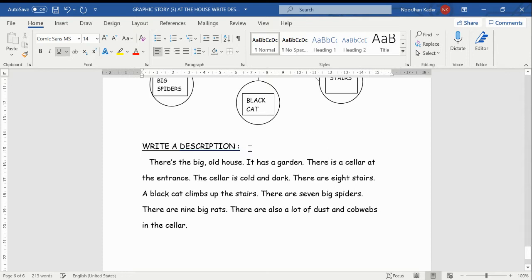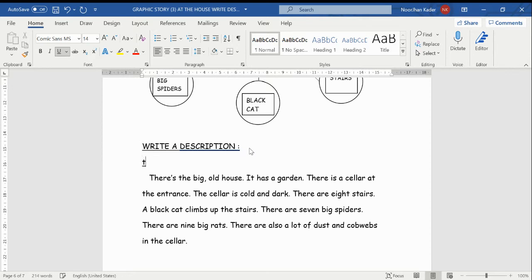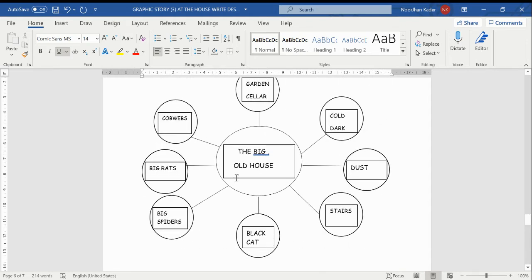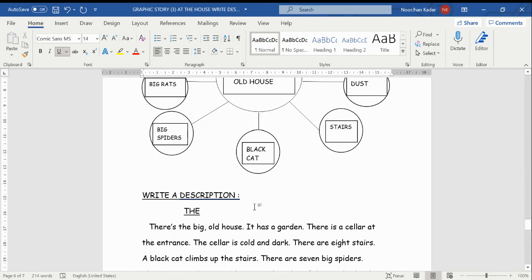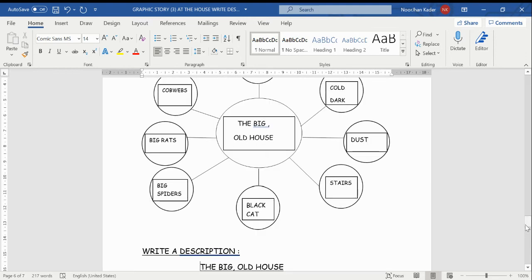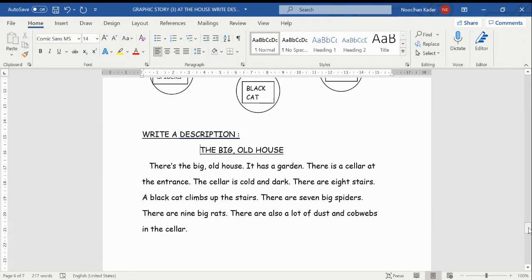Okay, one more thing is that you have to put a title, because we are describing the big old house. If you see, this is the title, big old house. So we write here the big old house. This will be a title. We use the center of this bubble map as the title, and use that also to describe.